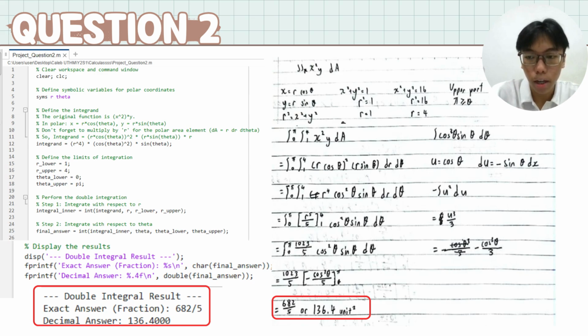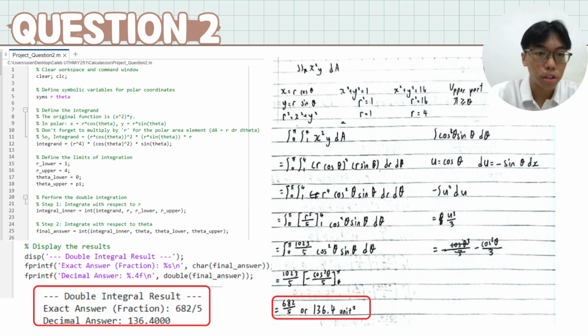And then lastly, we get the answer 682 over 5. Then let's see the MATLAB part. I put the equation inside MATLAB, and then I ask MATLAB to do the integration by using the int function. Lastly, we also get the same answer, which is 682 over 5. So as you can see, my answer is completely the same as the MATLAB simulation. So this is my presentation for question 2.